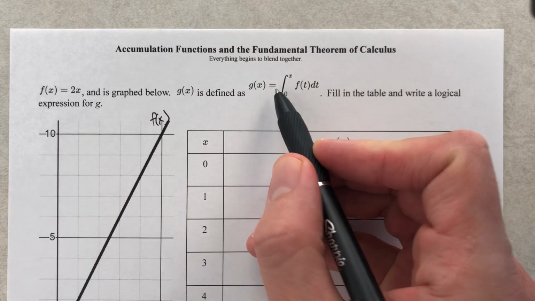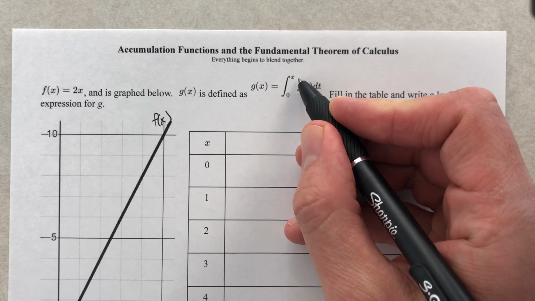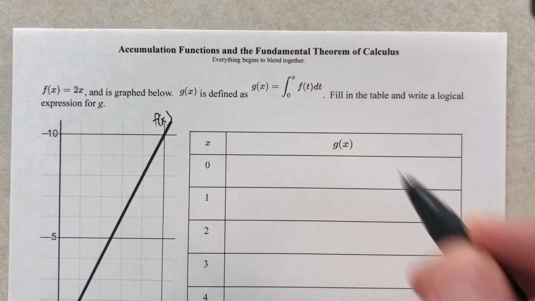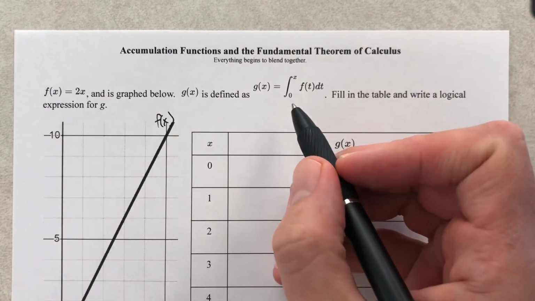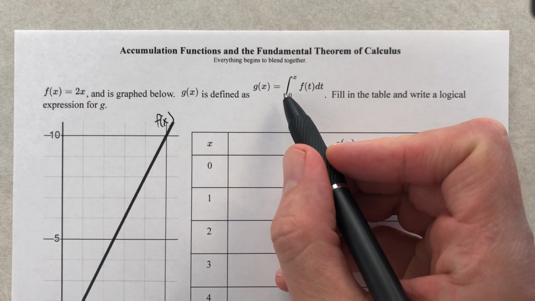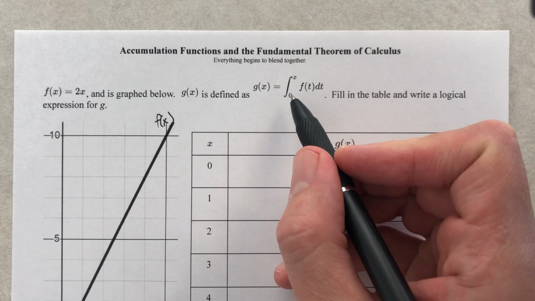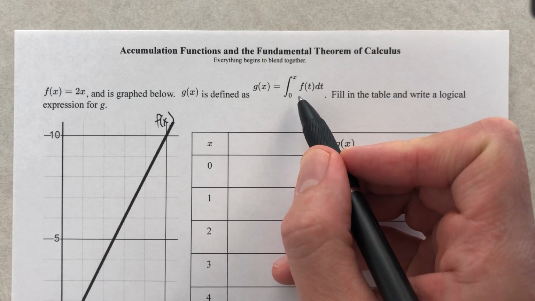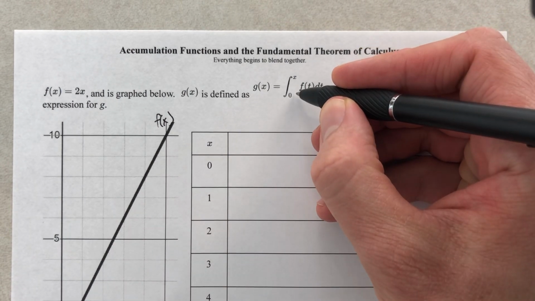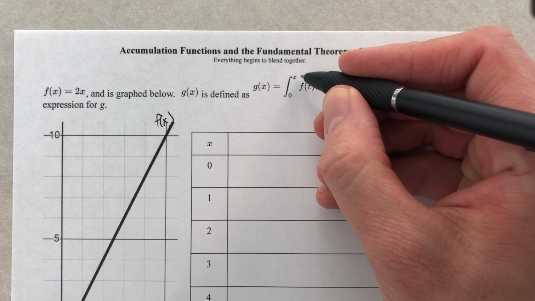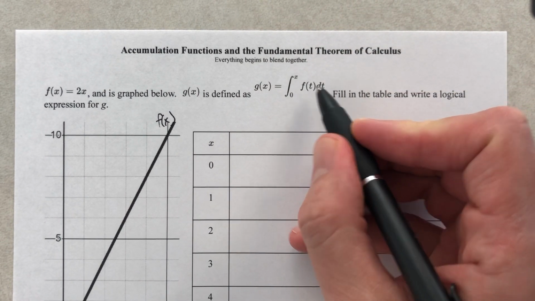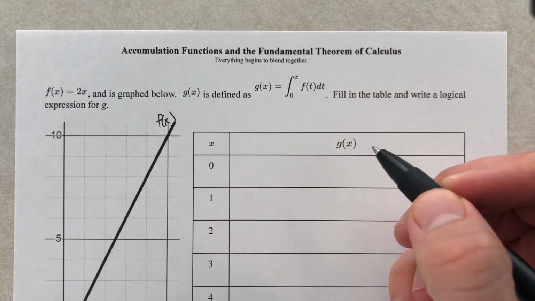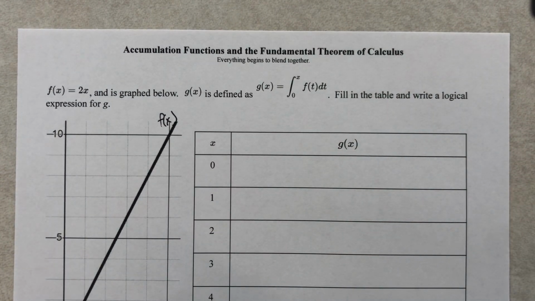g of x is equal to the integral from 0 to x of f of t dt. Okay, now we have another variable involved. So here's the deal. We are going to be finding, listen closely, the accumulated area from 0 to any x value for this function. So why doesn't this have an x? Because you already have an x. Let's not overuse x. That's my best explanation for it.